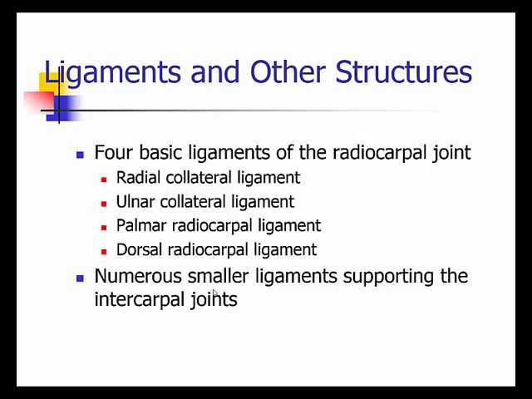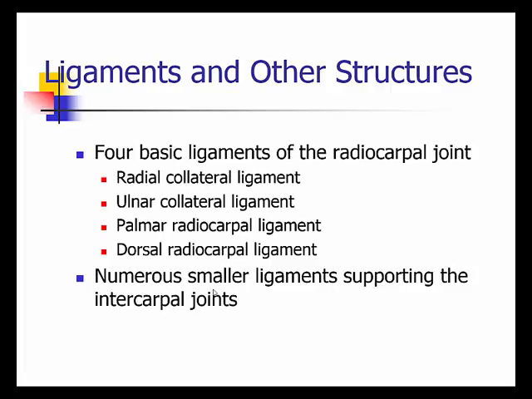Alright, there are 4 basic ligaments of the radiocarpal joint: radial collateral ligament, ulnar collateral ligament, palmar radiocarpal ligament, and dorsal radiocarpal ligament. We'll go into detail about those in a minute. I would like to make note that the elbow joint, as discussed before, has a medial collateral ligament and a lateral collateral ligament. Do not get the radial and ulnar collateral ligament confused with those two.